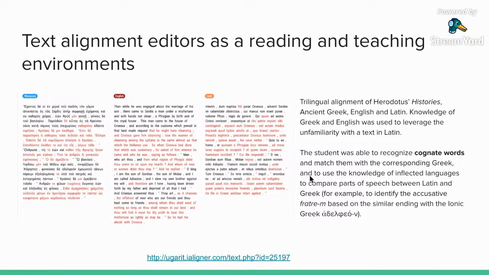So in this picture here, you can see a trilingual alignment of Herodotus's Histories, so between ancient Greek, English, and Latin, respectively. And the student was a student of ancient Greek and a native speaker of English, but he had never seen a text in Latin. So he was able to recognize some cognate words between ancient Greek and Latin and use English as some kind of bridge language between the two to better understand how they could work together.